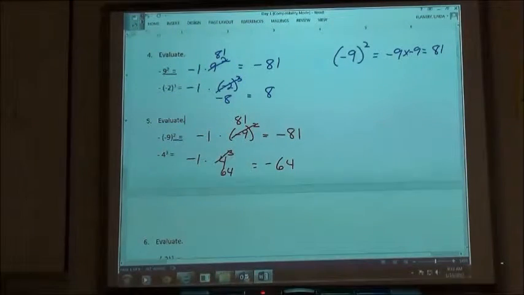So my suggestion is try these ones without using your calculator, then punch it into your calculator and see if you get the same number or not. Because you want to get proficient at doing it both ways.